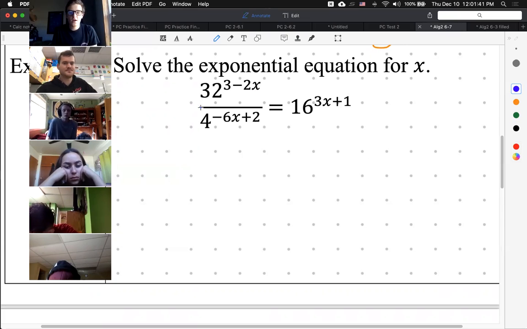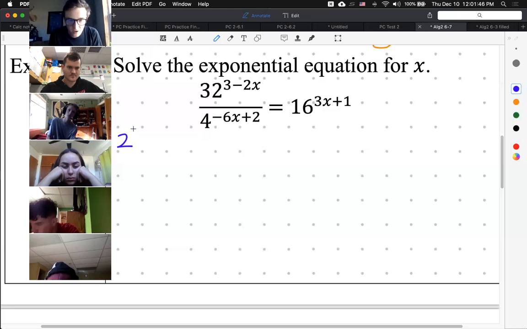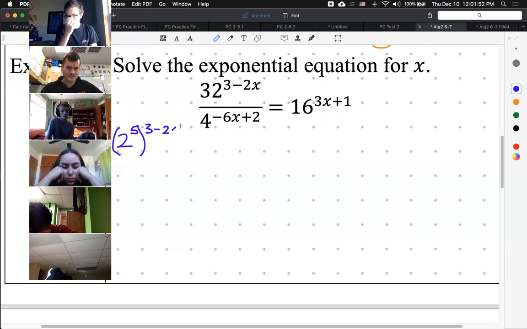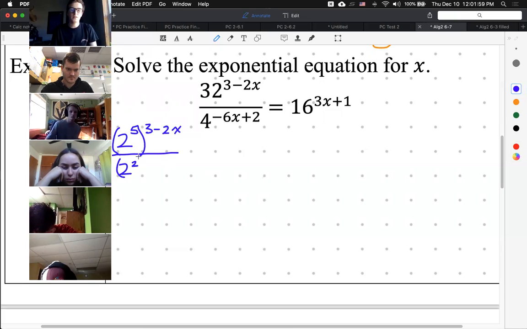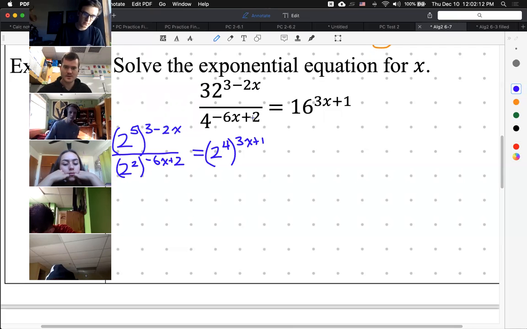So on the top of the numerator, we're going to have 2 to the power of 5 to the power of 3 minus 2x. On the denominator, we're going to have 2 to the power of 2 to the power of negative 6x plus 2. And on the other side, we're going to have 2 to the power of 4 to the power of 3x plus 1.